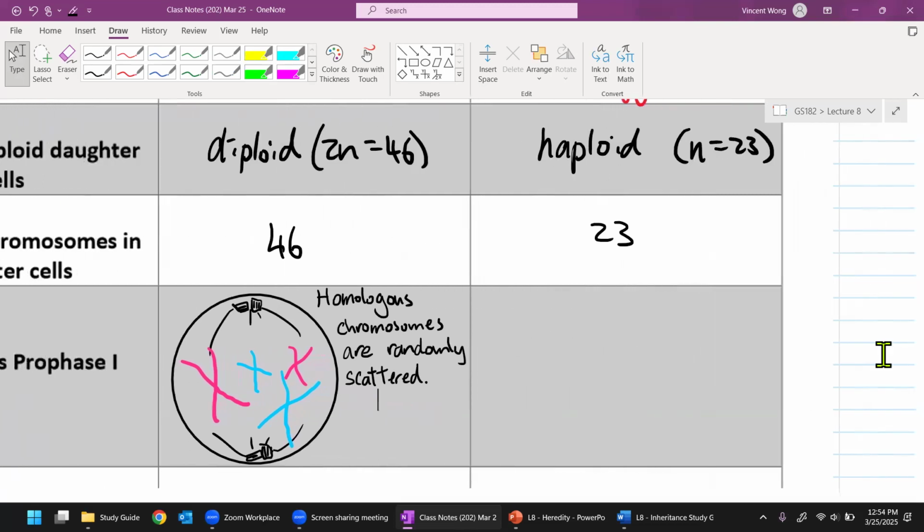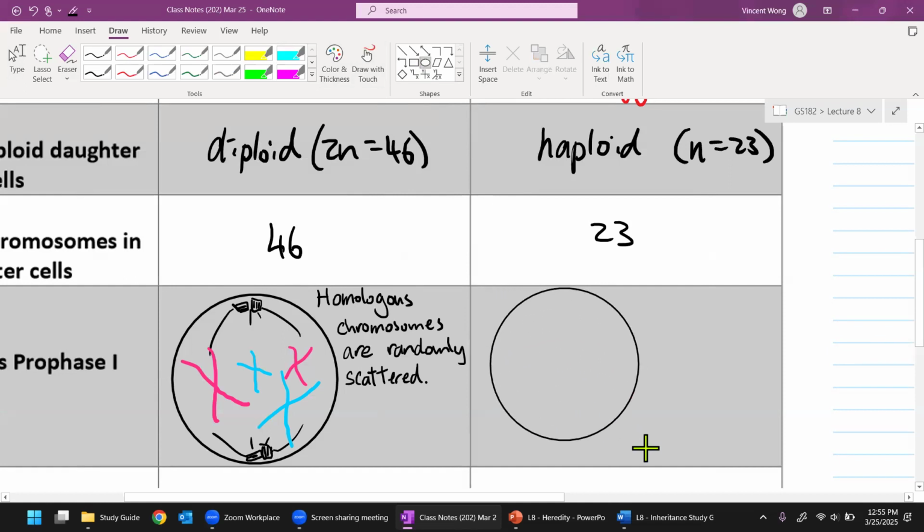How many divisions in meiosis? Do you remember? Two. 2 divisions, right? So the first division, there are prophase 1, metaphase 1, anaphase 1, telophase 1. And then for the second division, same thing, prophase 2, metaphase 2, so on and so forth. Okay, so we are comparing prophase in mitosis with prophase 1 in meiosis.